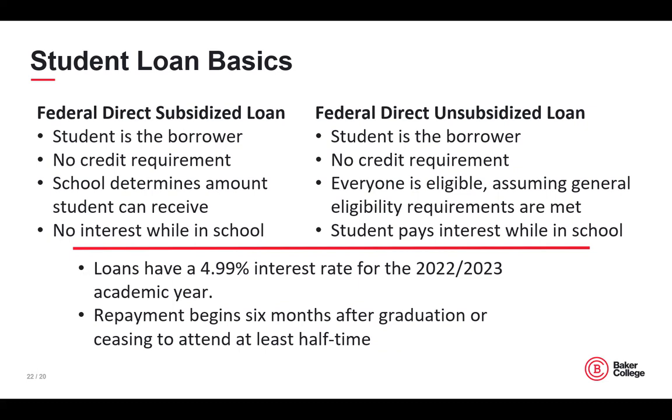With both types of loans, the student is the borrower. No cosigner or credit is needed. Repayment on both these loan types begins 6 months after graduation or 6 months after the student stops attending at least half-time status.